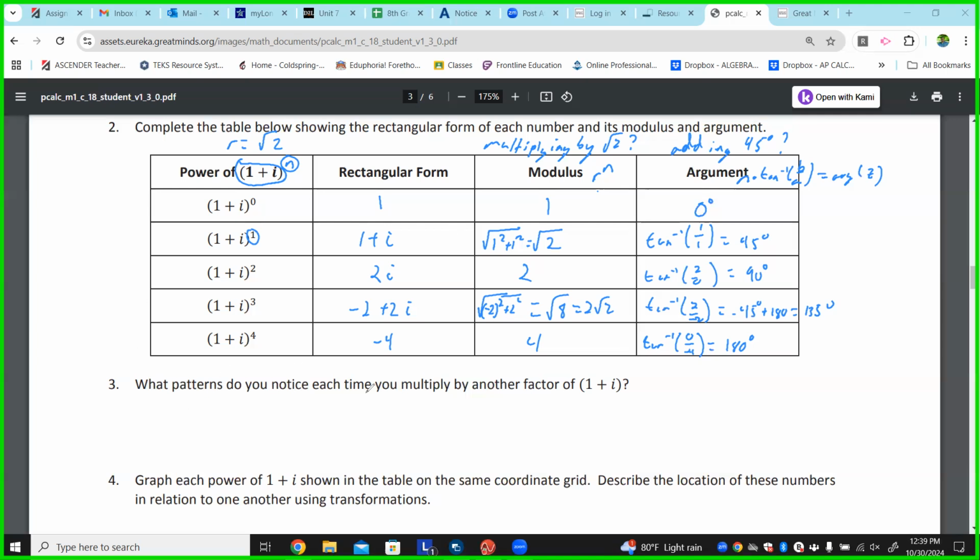So what patterns do you notice each time you multiply by another factor? You can say that the modulus is going to be whatever the modulus is, raised to the nth power. The argument is going to be n times whatever the argument of that complex number is.